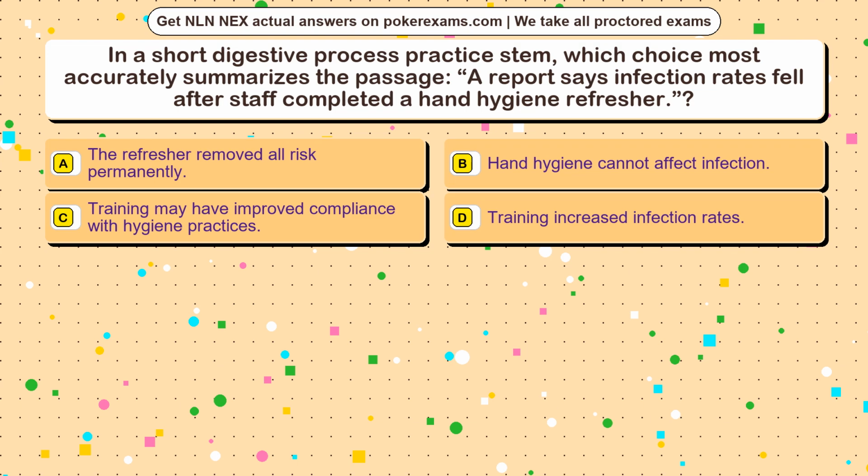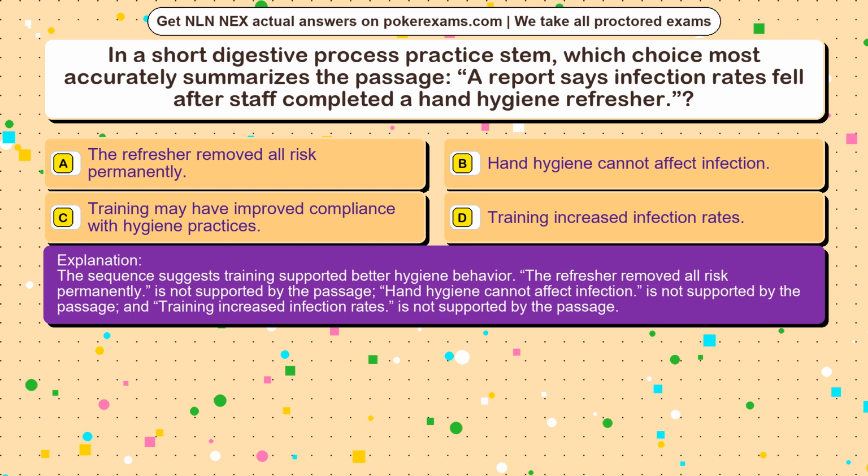The correct answer is option. The sequence suggests training supported better hygiene behavior. The refresher removed all risk permanently, is not supported by the passage. Hand hygiene cannot affect infection, is not supported by the passage. And training increased infection rates, is not supported by the passage.